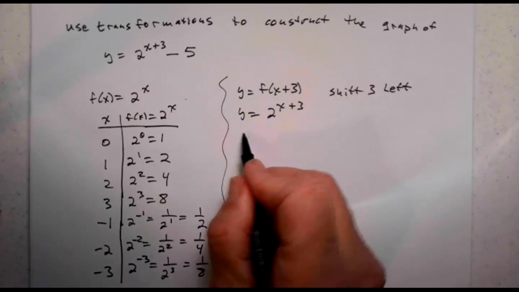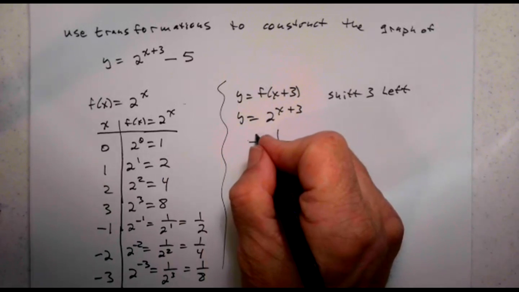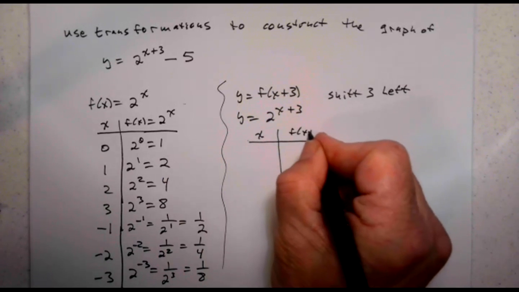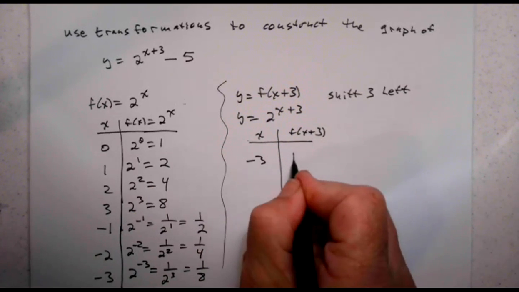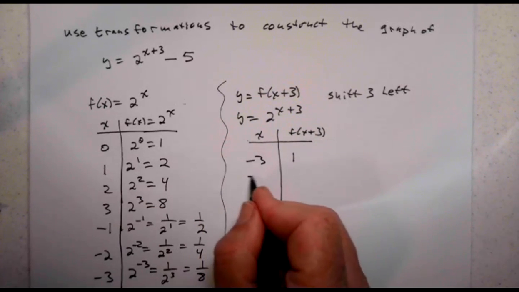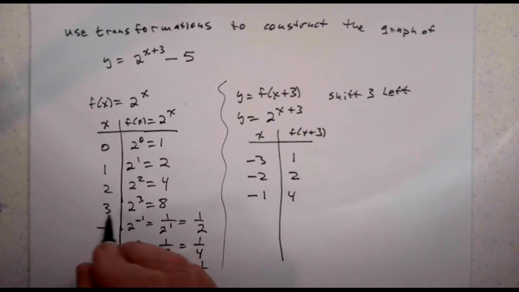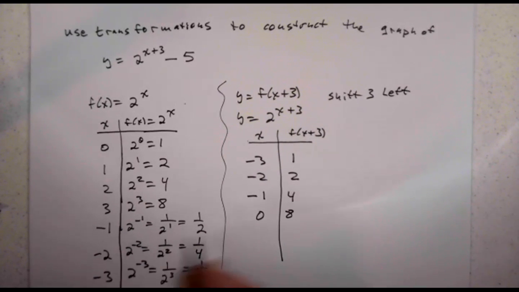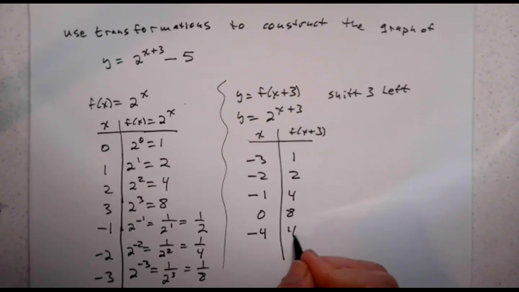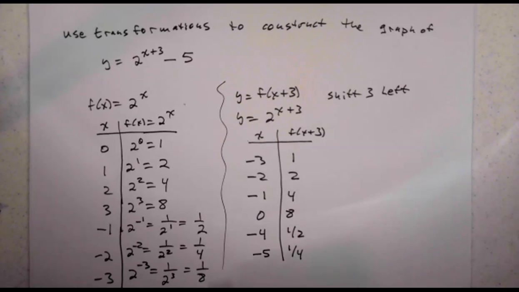So what I'm going to have here is, instead of 0, 1, if I shift everything 3 places to the left. So here I've got x, here I've got f of x plus 3. My point before was 0, 1. If I shifted 3 places to the left, 0 minus 3, negative 3, 1. Shift 3 places to the left, 1 minus 3, negative 2, 2. Shifted 3 places to the left, 2 minus 3, negative 1, 4. 3 places to the left, 3 minus 3, 0, 8. 3 places to the left, negative 1 minus 3, negative 4, 1/2. 3 places to the left, negative 5, 1/4, and 3 places to the left, negative 6, 1/8.